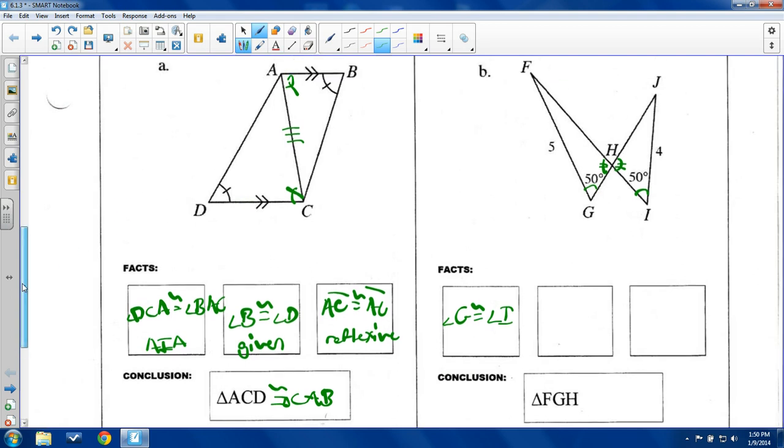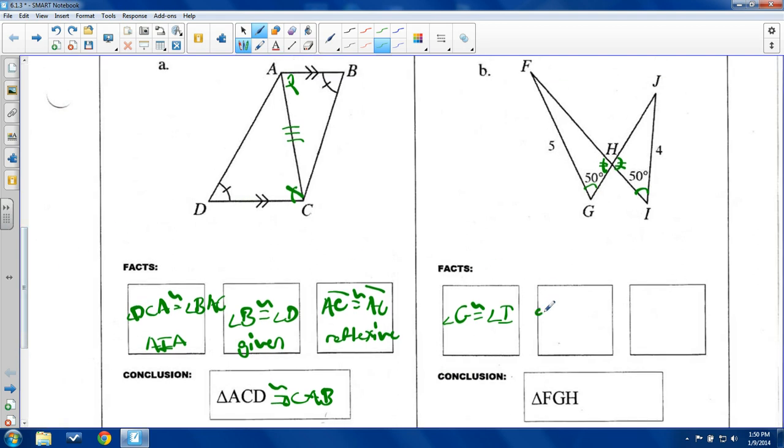Let's look at what that letter was up there. F. So angle FHG is congruent to angle JHI. Vertical angles are congruent. That's my reason down there. Do we have anything else? Any sides congruent to themselves? Nothing to say there. No parallel lines.